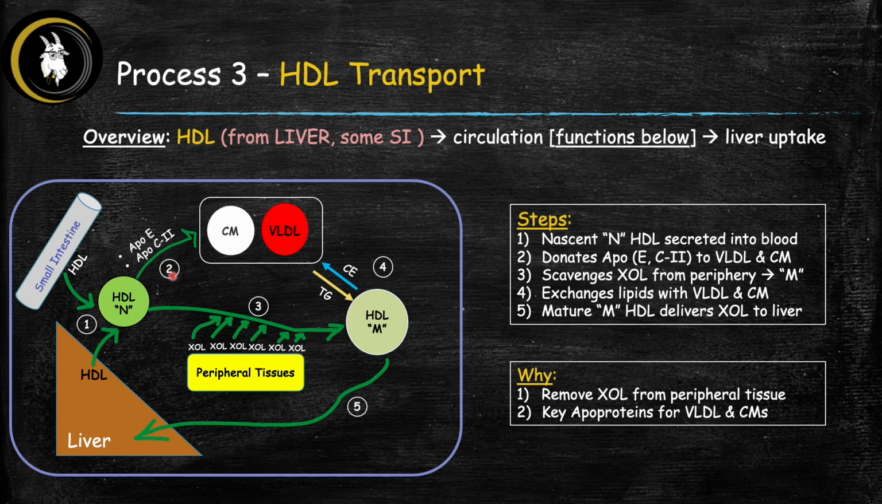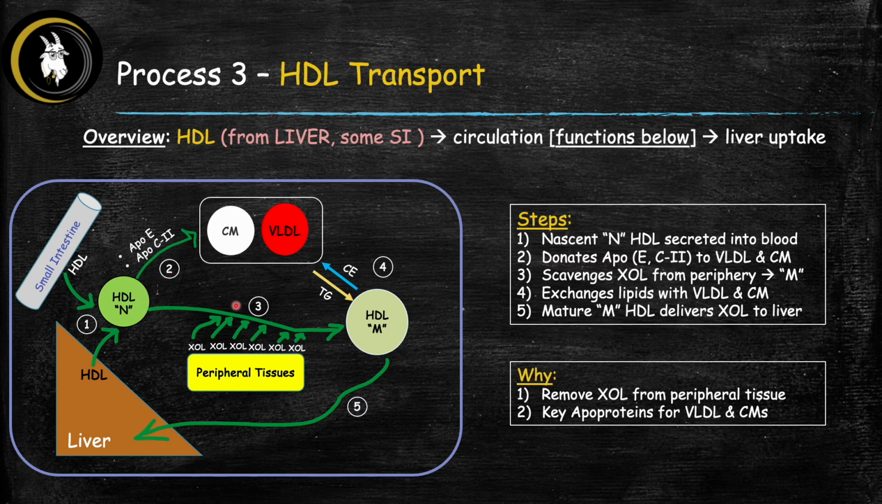What you're going to see in step 2 is one of its main functions, which is to donate apoproteins, specifically ApoE and ApoC2, to chylomicrons and VLDL. So here our HDL is donating these. And one thing I forgot to mention is that I called this HDL-N. That's what it's called. N stands for new or nascent, and that's because that's the initial immature HDL that has been secreted. So that's what we're dealing with right now.